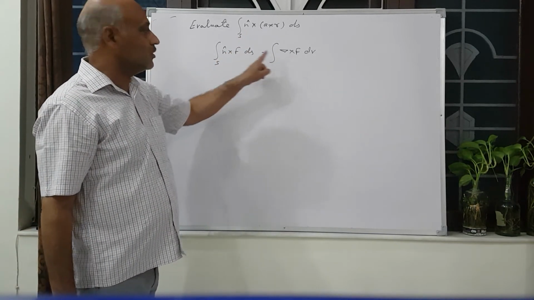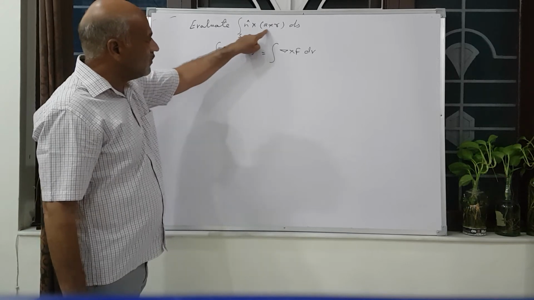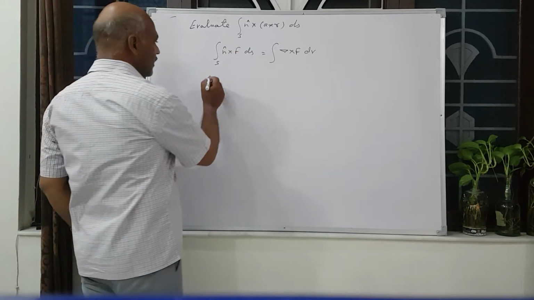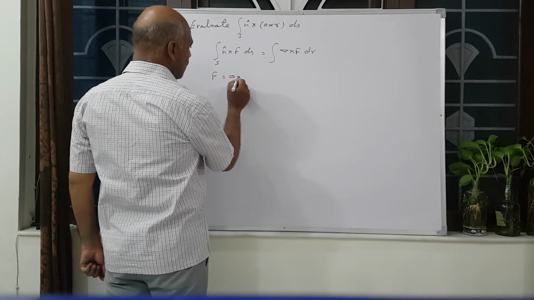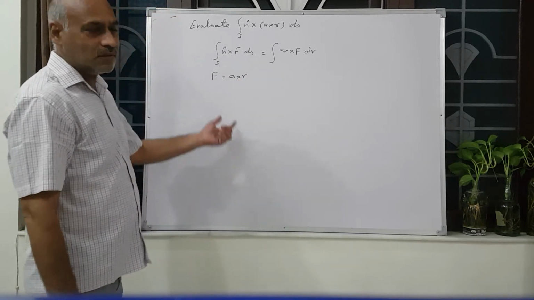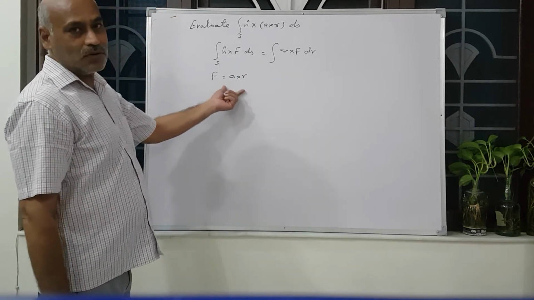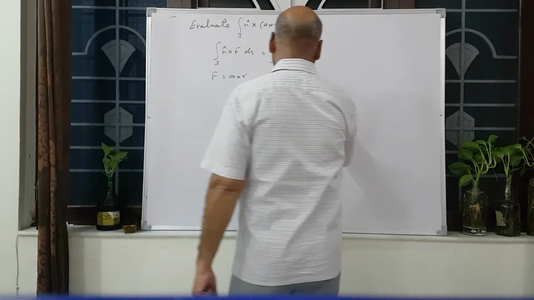We have to find del cross F, so n cross F. What is F? F is A cross R. Here F equals A cross R. So first we will evaluate A cross R. What is A cross R?